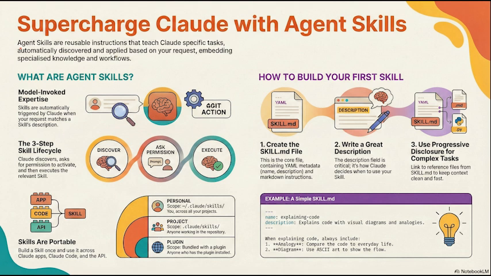Below personal skills, you have project skills. These are usually in a hidden directory like .claude skills inside a Git repo, so they're shared and version controlled with the team. And at the bottom of the hierarchy are skills that come bundled with plugins.